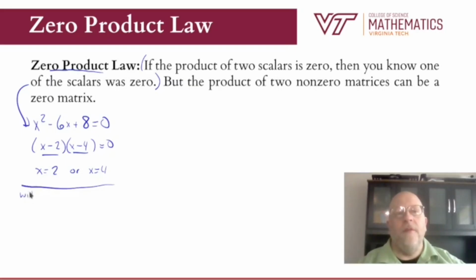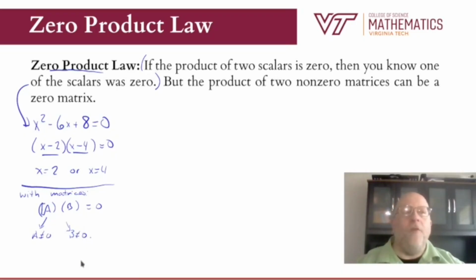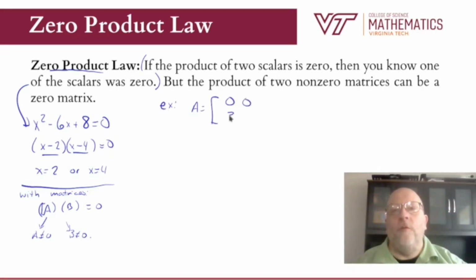With matrices, we can have some matrix A times some matrix B be 0, and yet we can't split this up. A doesn't equal 0, and B also doesn't equal 0. They can have zeros in them, but they may not be completely zeros. So here's an example. If A is 0, 0, 3, 6, and B is 0, 2, 0, negative 1, well, you'll see what happens here.